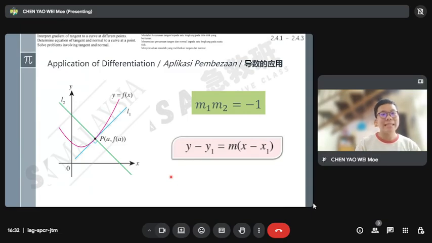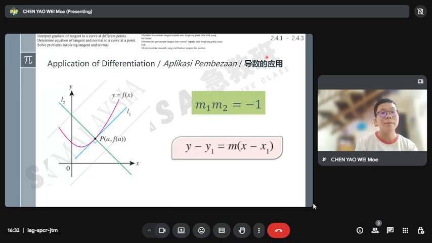Hi everyone, this is the third part of the Form 5 Chapter 2 Maths Differentiation. Okay, so now about what we will learn for differentiation. First, we will know what the first derivative and the second derivative are, and what they are used for.